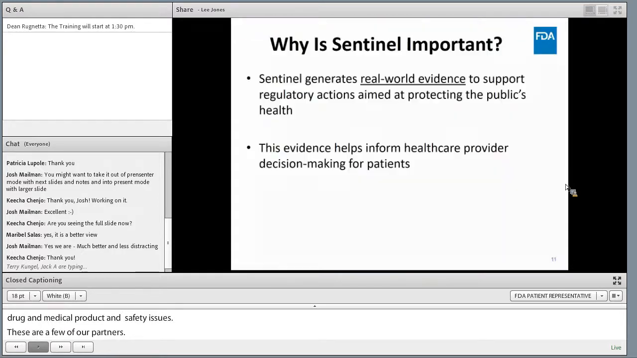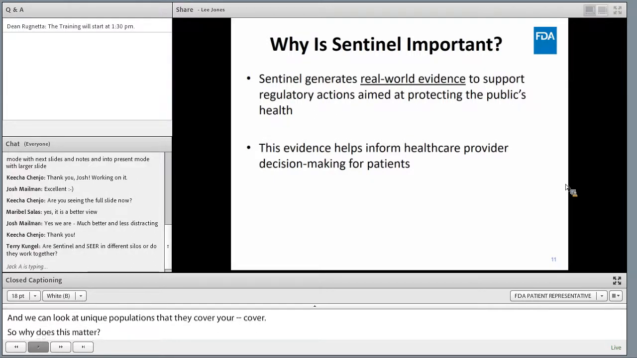So why is Sentinel important? Why does this matter? Well, it's a congressional mandate, that's one thing, but it generates real-world evidence to support regulatory actions aimed at protecting the public's health. And the FDA's mission is to protect the public's health, so that's what we are doing here. This evidence also helps inform healthcare provider decision-making for patients, so it ends up benefiting patients down the line.